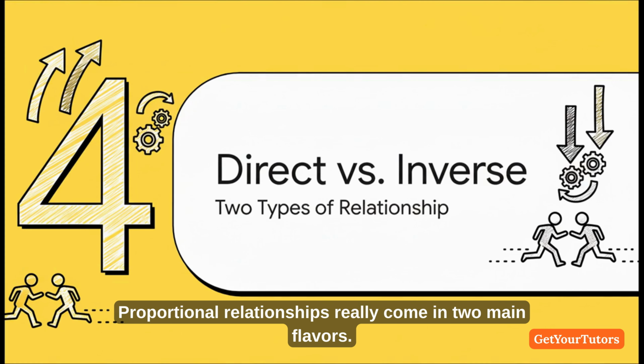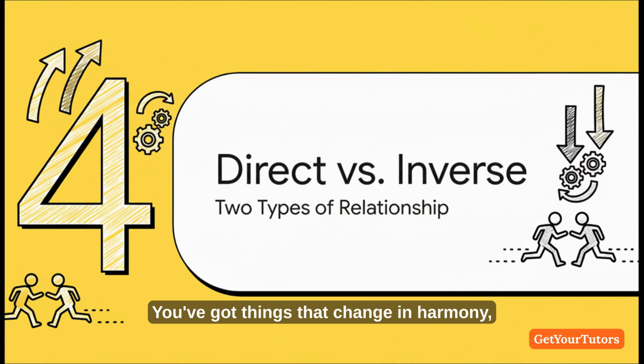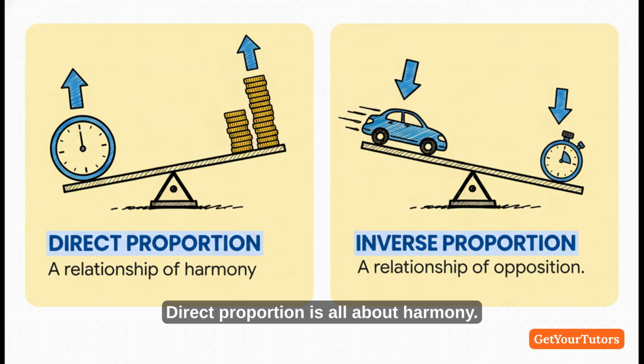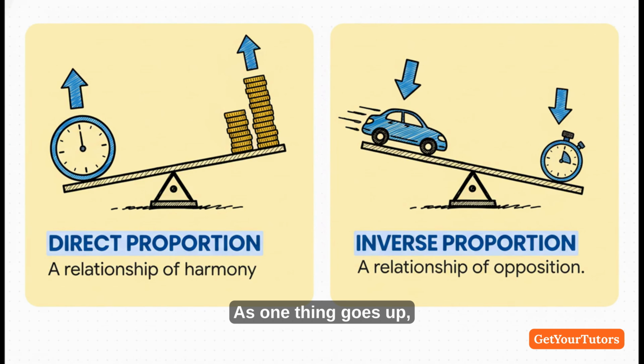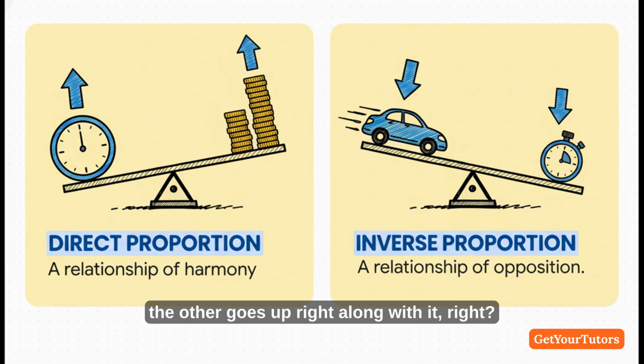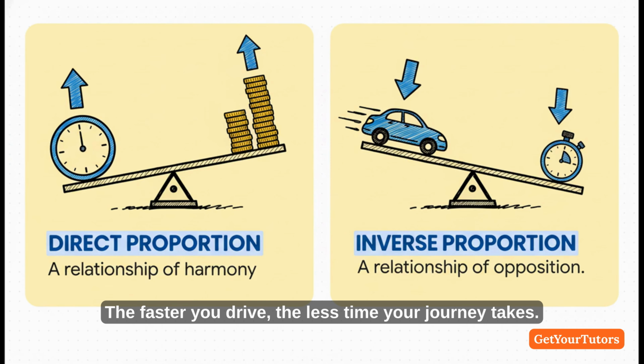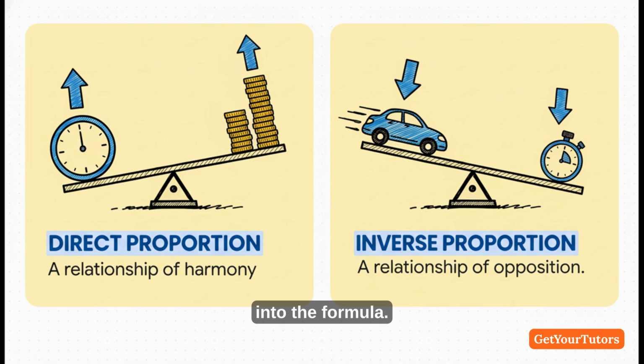Proportional relationships really come in 2 main flavors. You've got things that change in harmony, and you've got things that change in opposition. Let's dive into direct versus inverse relationships. Direct proportion is all about harmony. As one thing goes up, the other goes up right along with it, right? The more hours you work, the more money you earn. Inverse proportion is the opposite. As one thing goes up, the other goes down. The faster you drive, the less time your journey takes. And the key difference is all about where our little k fits into the formula.